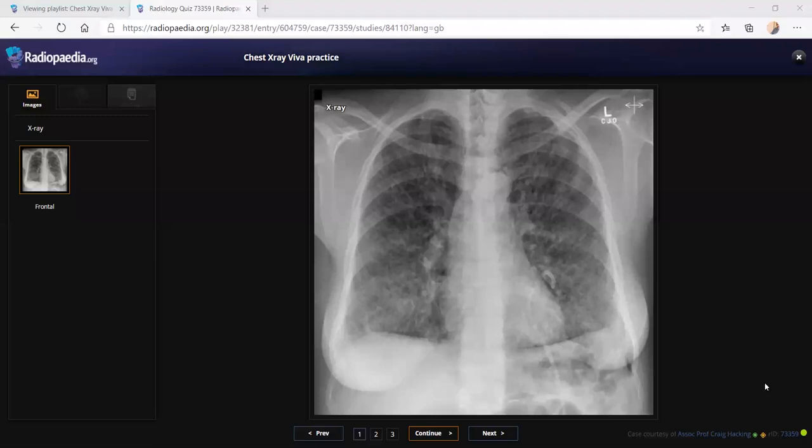Okay, so I'm thinking about interstitial lung disease, and I would like to look at any previous x-rays if available for comparison. Looking the same, one year before it was looking the same. So I think basically an interstitial lung disease, and the etiology here I'm not sure.